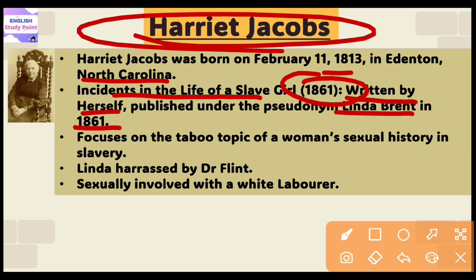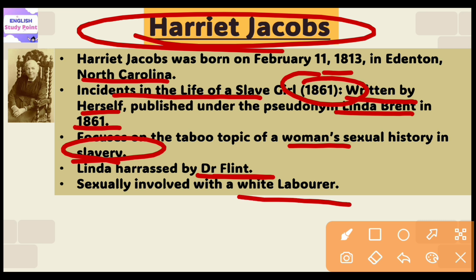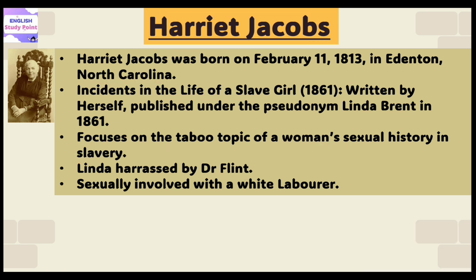This work focuses on the taboo topic of a woman's sexual history in slavery. So, Linda in this work presents herself as a fallen woman and heroic mother, critiquing the ideology of true womanhood. After a happy childhood in slavery, she was sexually harassed by Dr. Flint. At another time, she got sexually involved with a white laborer and had two children. She had to run away and hide for 7 years, finally escaping to the north. There she is reunited with her children and meets other abolitionists.